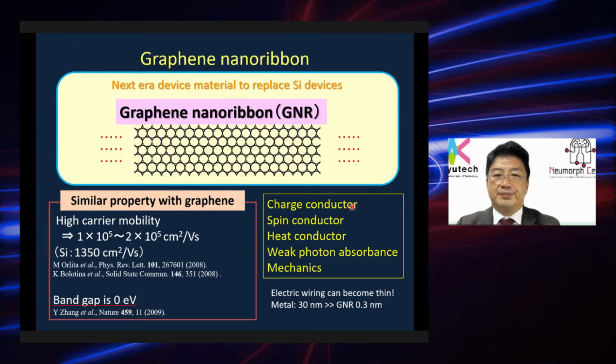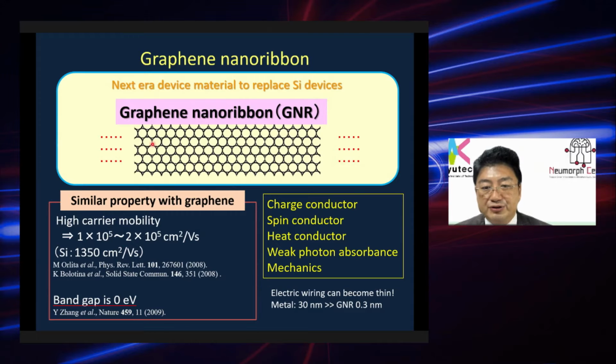So our topic is graphene nanoribbon. Graphene nanoribbon is one of the graphene family, which has similar properties to graphene itself, and high carrier mobility, which is good for switching speed. So graphene researchers tried to make a transistor using this, but it was difficult because the band gap equals 0. So that's a weak point. But I think this kind of graphene nanoribbon can be used as electric wiring.